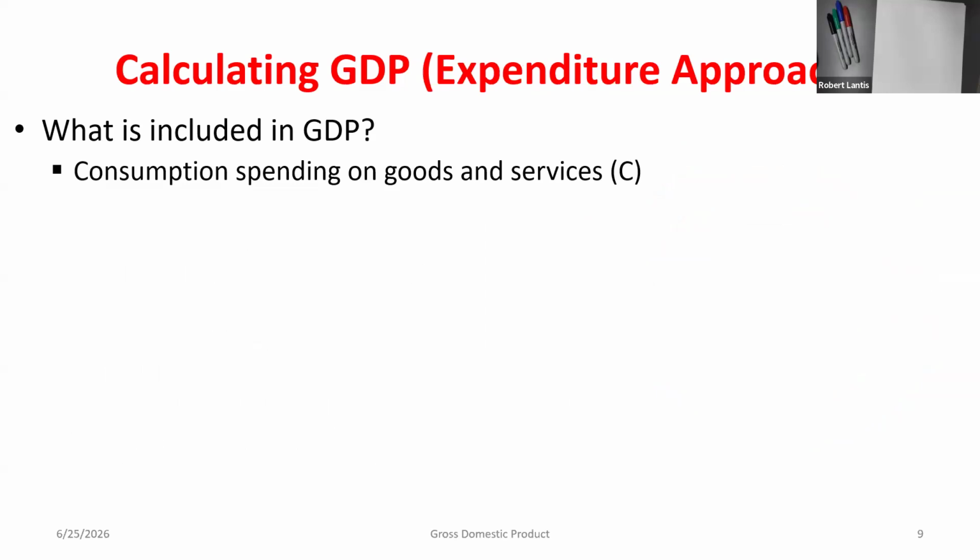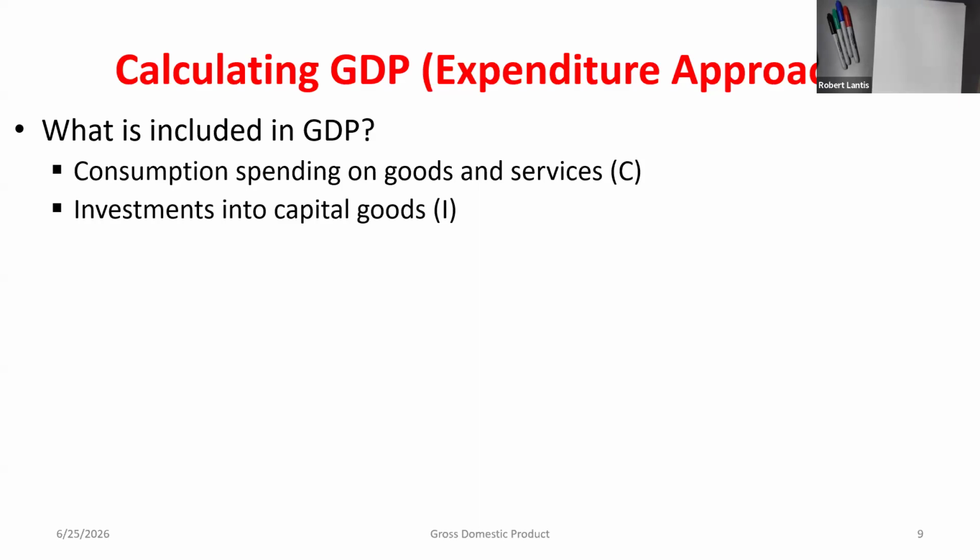The first is, well, if we're looking at expenditures, the most obvious one is how much are households spending on products, right? So the consumption spending of our citizens, we'll call that C. Investments into capital goods, so these are companies who are spending money, right? They're spending money on buildings, workers, raw materials.